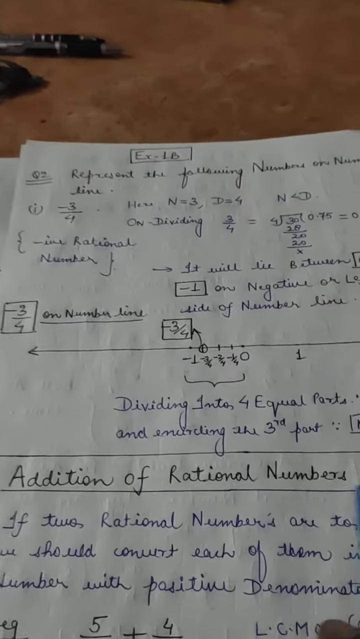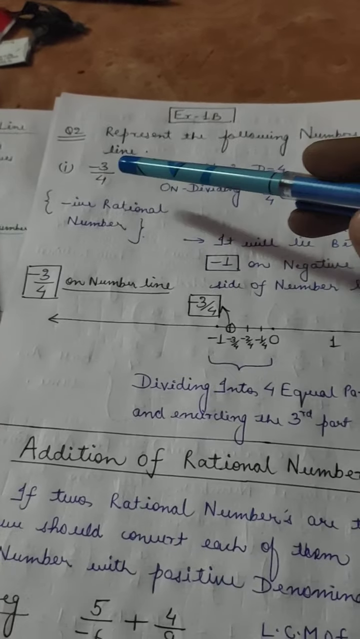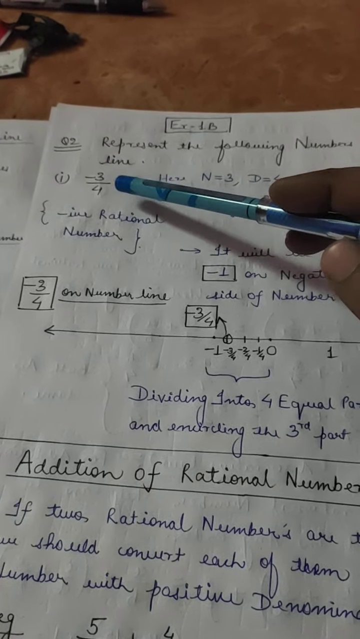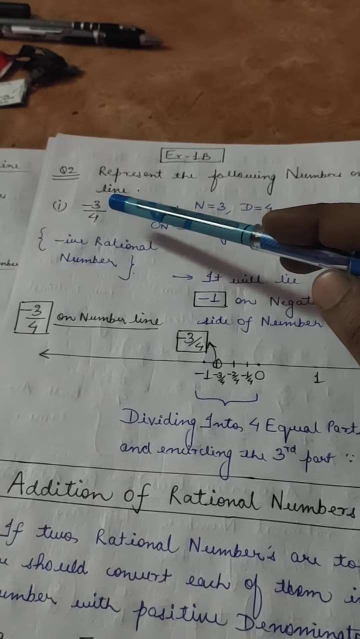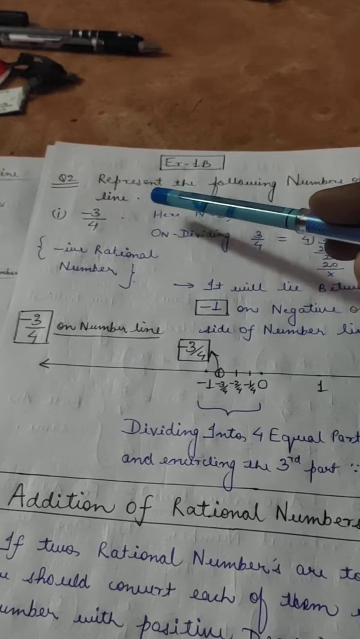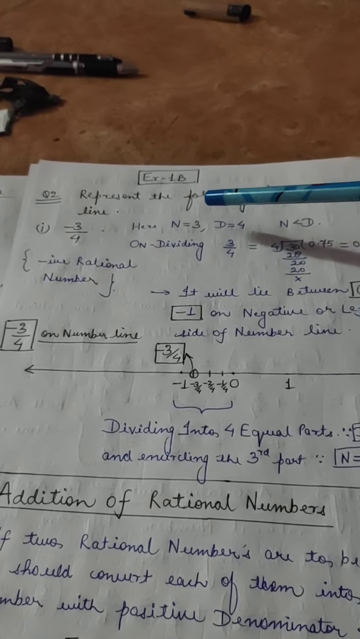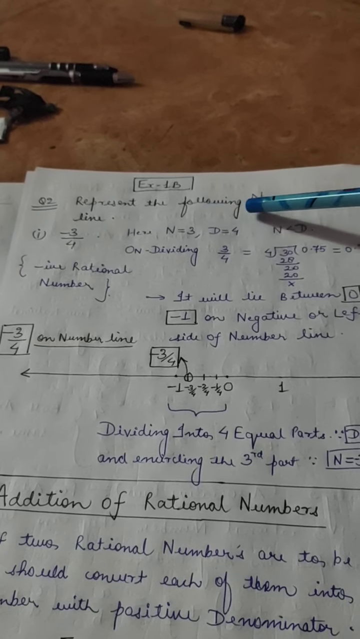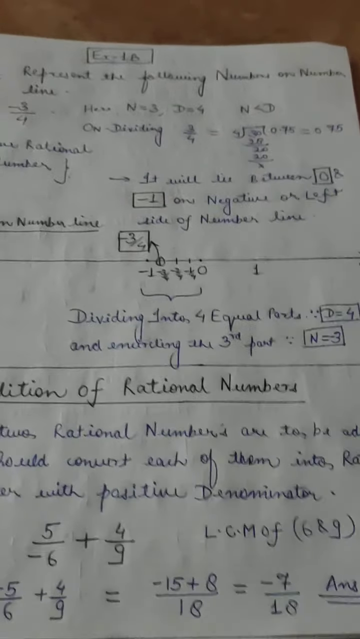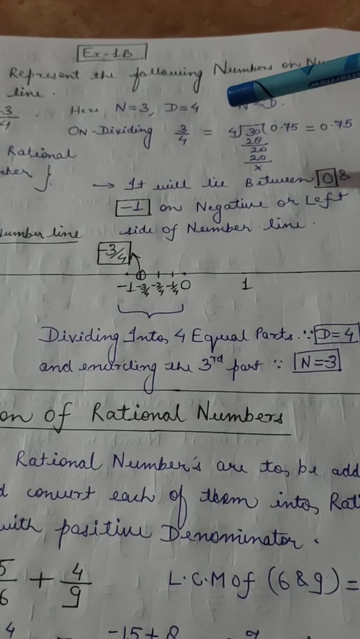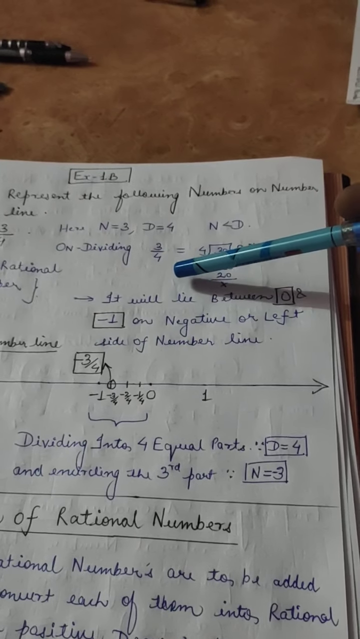Next is question number 2: represent the following number on the number line. The number is -3/4. Here we can clearly see that a negative sign is there, therefore it is a negative rational number. It will lie on the left side of 0 on the number line. Now check the numerator as well as the denominator. The numerator is 3 and the denominator is 4. The numerator is less than the denominator. Now we have to check where this number will lie on the number line.